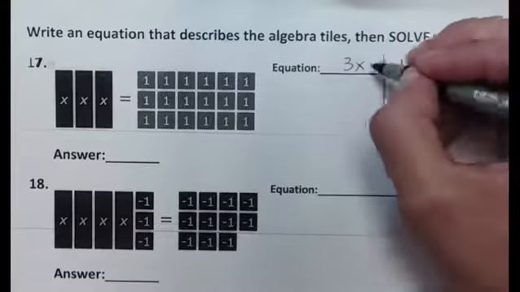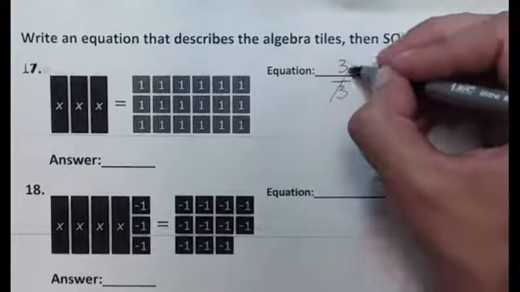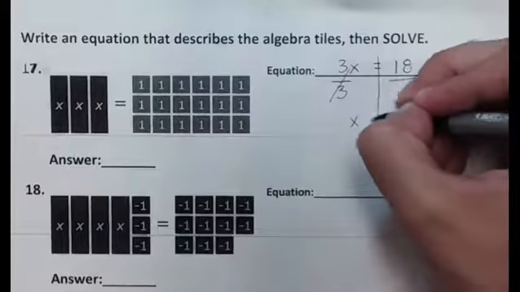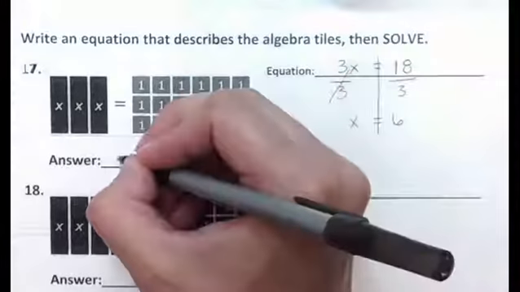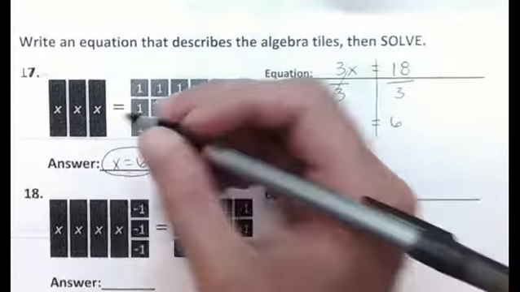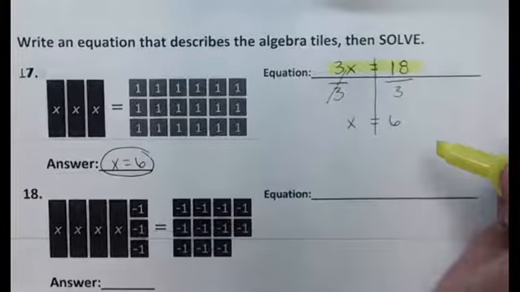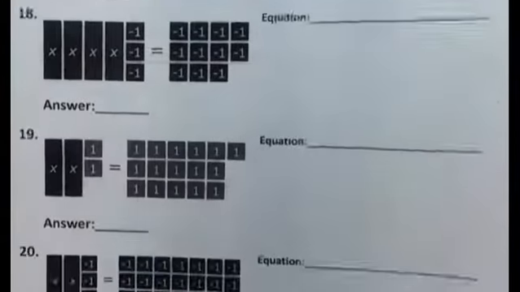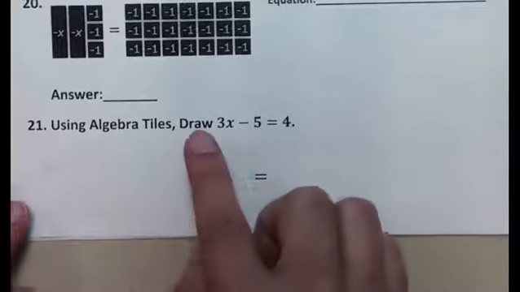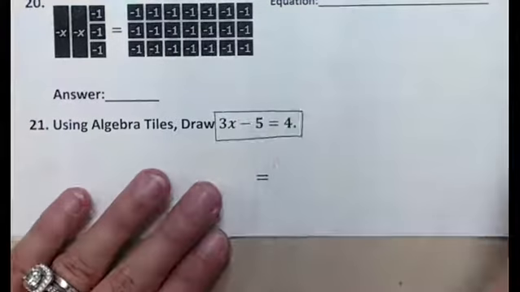Now I'm going to solve it. So underneath here, I left you some room. So to get x by itself, I'm going to divide by 3 on both sides. So I end up having x is equal to 6. Okay, now that's not where I want the answer to go. I want you to write it here. So I have x is equal to 6, and I'm going to circle that. So these types of questions are worth 2 points. You must have the actual equation and what that variable represents. Okay, so you'll do that for 18, 19, and 20. And then the last one, 21, I want you to use algebra tiles to draw this. Okay, so you're given this equation, you just have to draw it, you do not have to solve it.